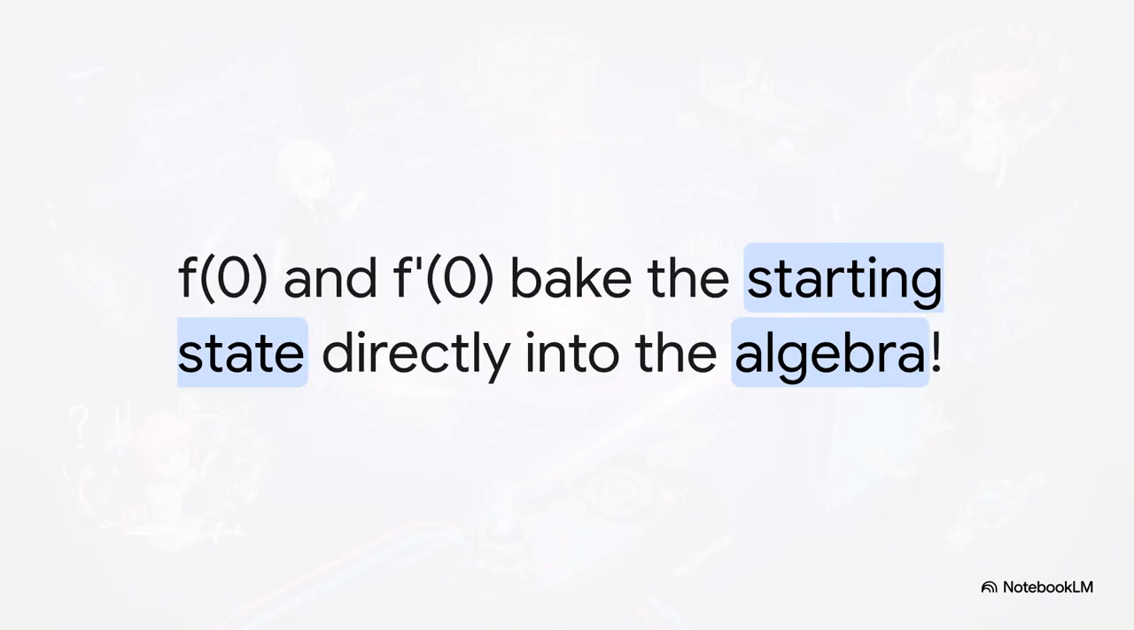Now, those aren't just random variables. Actually, f of 0 and f prime of 0 are your initial conditions. See, in the real world, dynamic systems always have starting points, like the initial velocity of a suspension system or the starting charge of a capacitor. This means the Laplace transform brilliantly bakes the initial starting state of your system directly into the algebra from the very first step. You don't have to go hunting for constants of integration later on, like you do in traditional calculus. It's all right there.